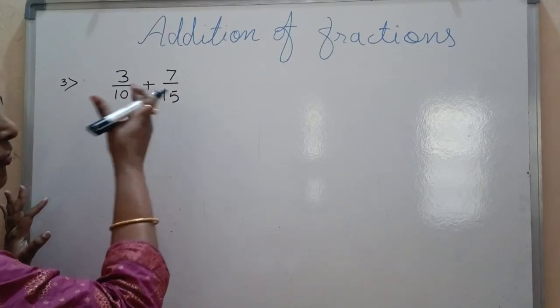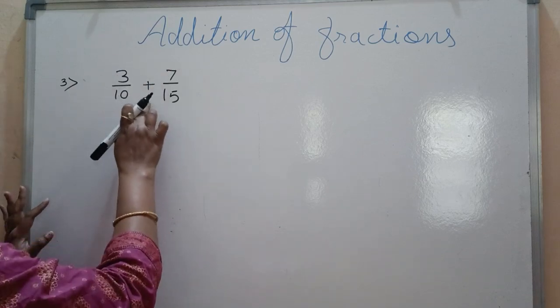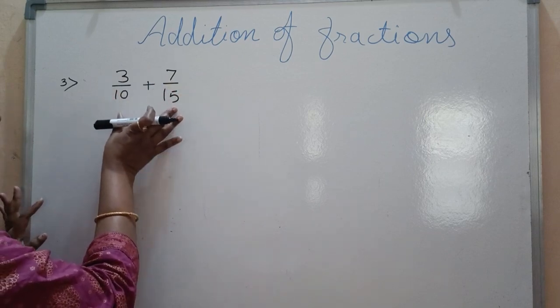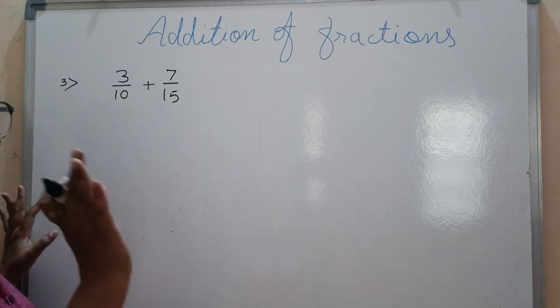Next, addition of unlike fractions. Now first one example, 3 by 10 plus 7 by 15. You all can see here these are unlike fractions. Why? Because denominators are different.